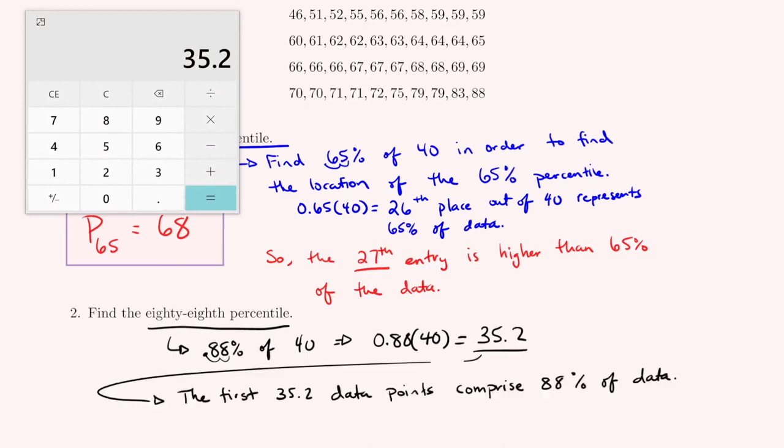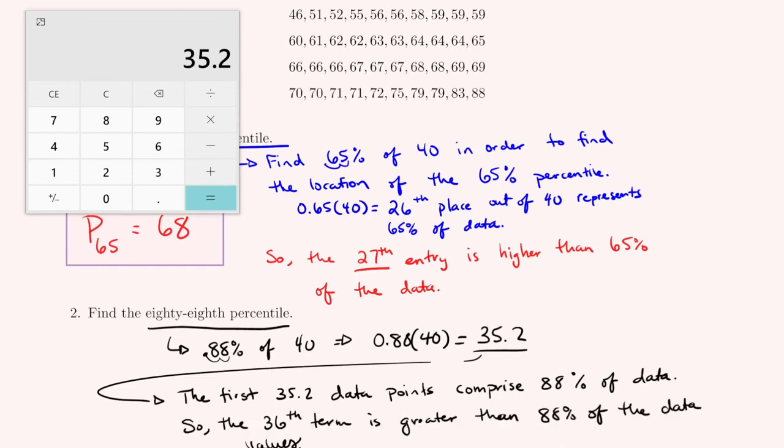So based on this, we know the next term, so one higher than 35.2, which is the 36th term, will be higher than 88% of the other values. Now we can either count up to 36, or since this is an order and we know this is the 40th position, then this would be the 39th, this would be the 38th, 37th, and then 36th would be counting back 4 from the end. So the 88th percentile is the value 75.